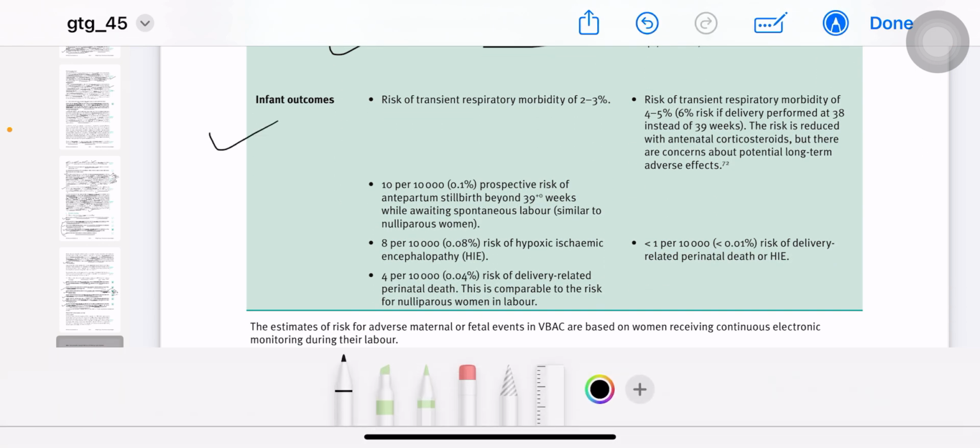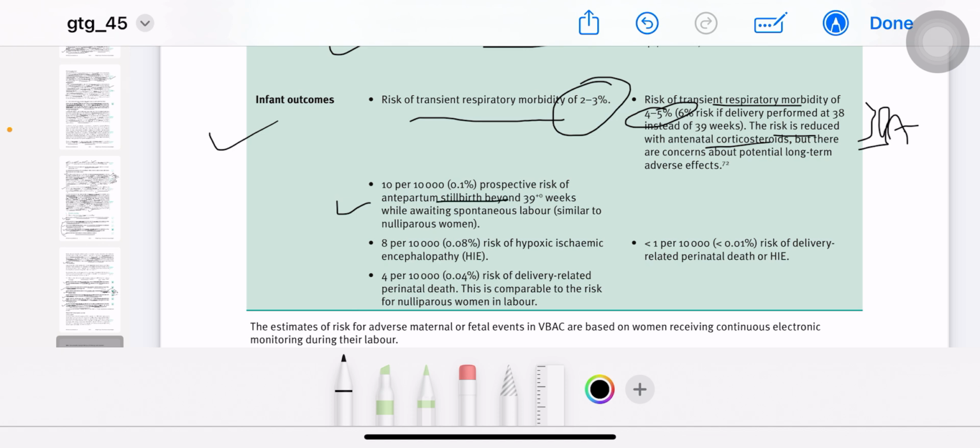What about the infant outcome? Risk of transient respiratory morbidity is 2 to 3% with VBAC, and with cesarean section it is 4 to 5%, a bit higher risk, 6% if delivery is performed at 38 weeks instead of 39. So these are the percentages you have to remember. The risk is reduced by antenatal steroid. So if you are planning delivery before 38 weeks, you will give steroid.